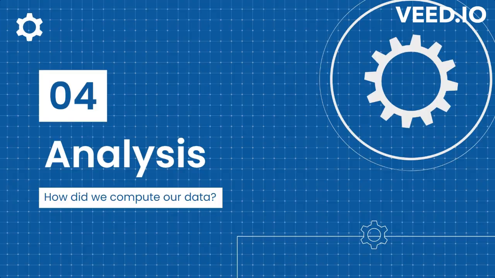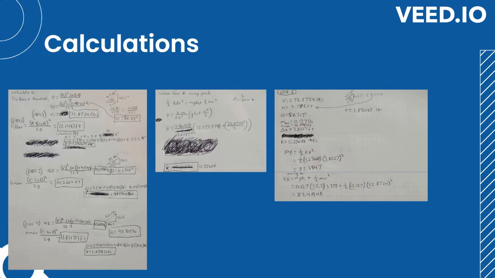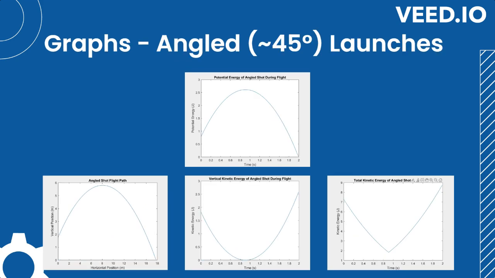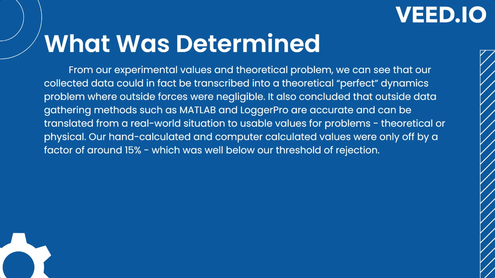So from there, we took these values and put them into Logger Pro and MATLAB, and also did hand calculations to have a secondary computation to compare to. And from here, you can see all of our boxed answers are the approximate angles and distances, along with our kinetic energies and spring constants. And then here are our MATLAB and Logger Pro graphs of our marked potential and kinetic energies during our flat and then angled launches. And then from there, we decided to come up with our findings.